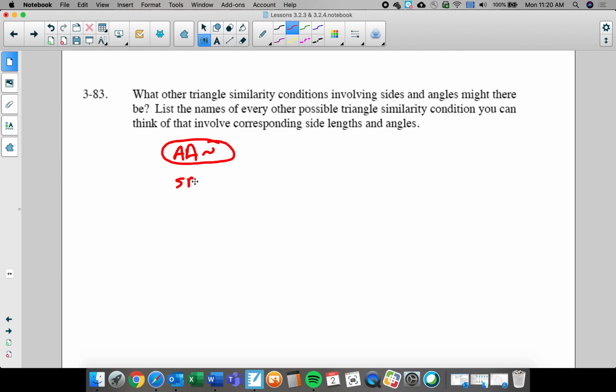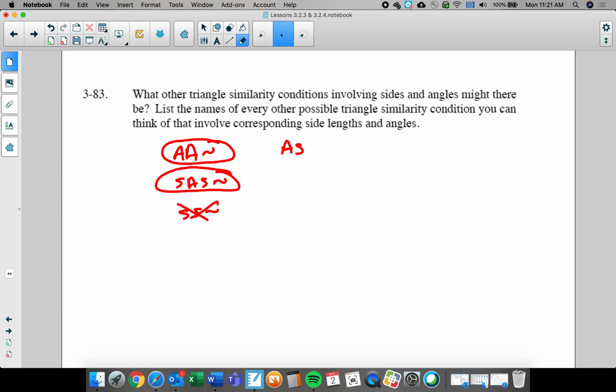We already said we have side-angle-side similarity. That one worked. We just talked about side-side similarity. That one did not work. Now we're looking at angle-side-angle. That's going to come up later in the lesson. Angle-side-angle similarity.